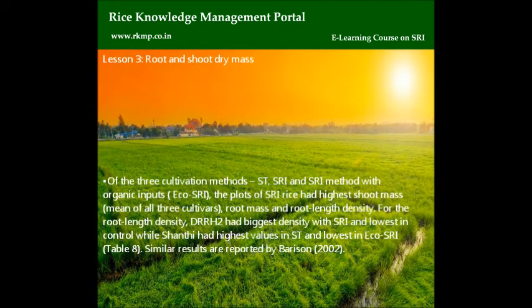Lesson 3. Root and shoot dry mass. Of the three cultivation methods, ST, SRI, and SRI method with organic inputs, Eco-SRI, the plots of SRI rice had the highest shoot mass, mean of all three cultivars, root mass, and root length density. For the root length density, DRRH2 had the biggest density with SRI and lowest in control, while Shanti had the highest values in ST and lowest in Eco-SRI, Table 8. Similar results are reported by Barison, 2002.